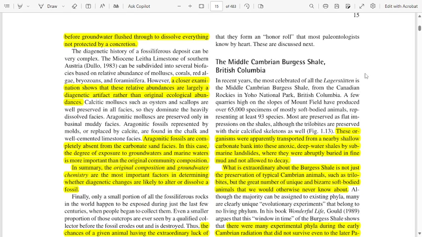Aragonitic mollusks are preserved only in basinal muddy facies. Aragonitic fossils represented by molds or replaced by calcite are found in the chalk and well-cemented limestone facies. Aragonitic fossils are completely absent from the carbonate sand facies. In this case, the degree of exposure to groundwaters and marine waters is more important than the original community composition. In summary, the original composition and groundwater chemistry are the most important factors in determining whether diagenetic changes are likely to alter or dissolve a fossil.